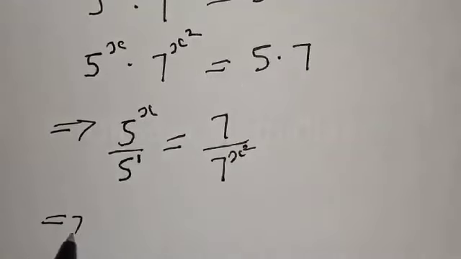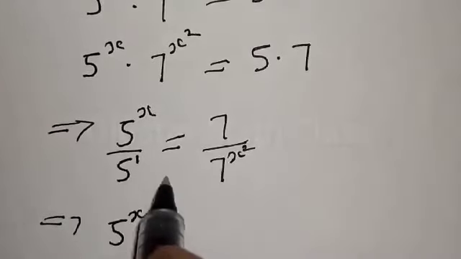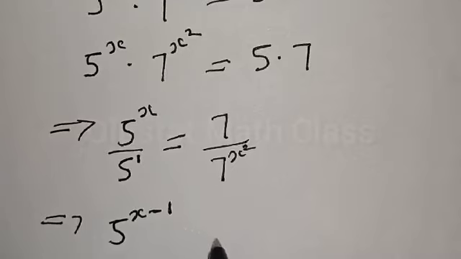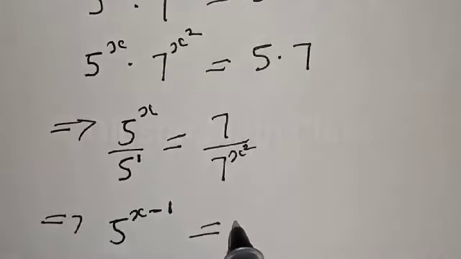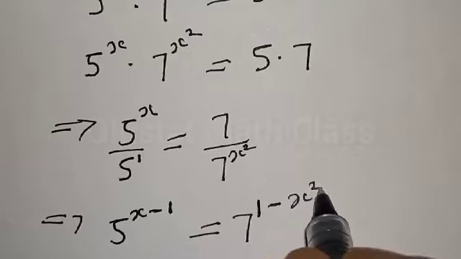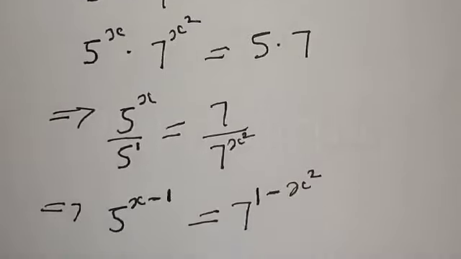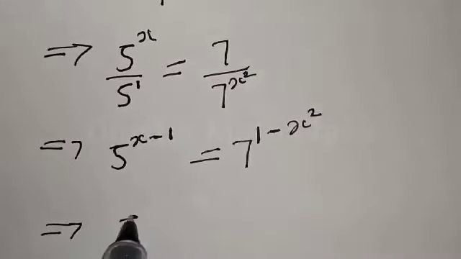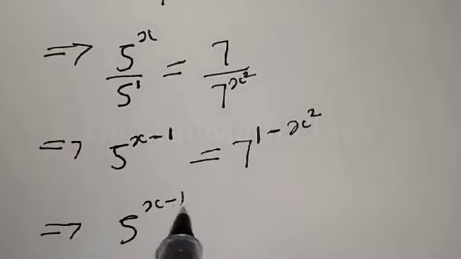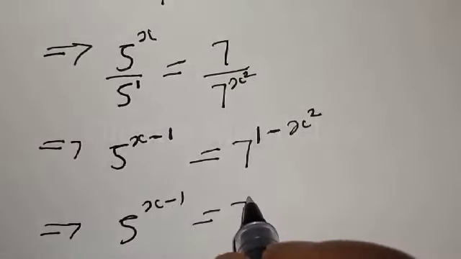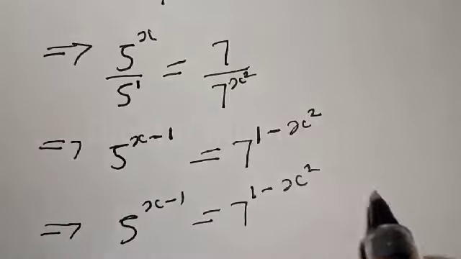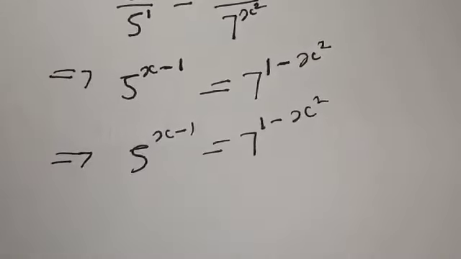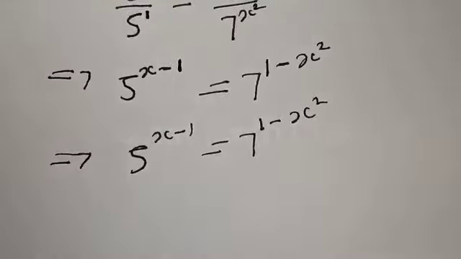This implies that we have 5 raised to power x minus 1 to be equal to 7 raised to power 1 minus x squared. Let's take the log of both sides.